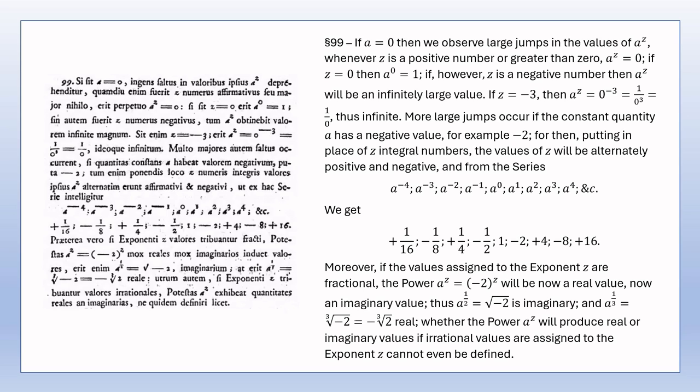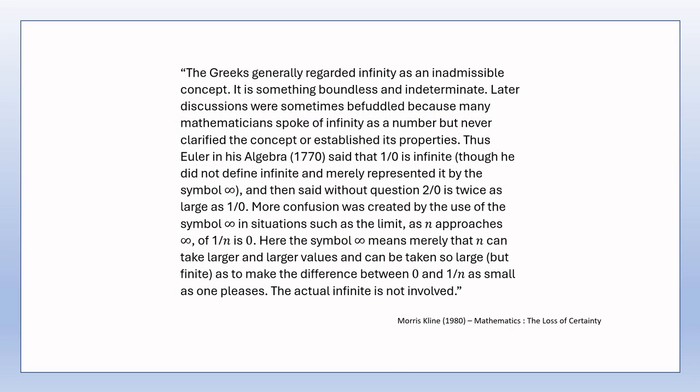A quote from Klein gives some insight into the way that infinity was viewed by Euler. "The Greeks generally regarded infinity as an inadmissible concept. It's something boundless and indeterminate. Later discussions were sometimes befuddled because many mathematicians spoke of infinity as a number, but never clarified the concept or established its properties. Thus Euler, in his Algebra 1770, said that 1 over 0 is infinite, though he didn't define infinite and merely represented it by the symbol infinity. And then said without question 2 over 0 is twice as large as 1 over 0.